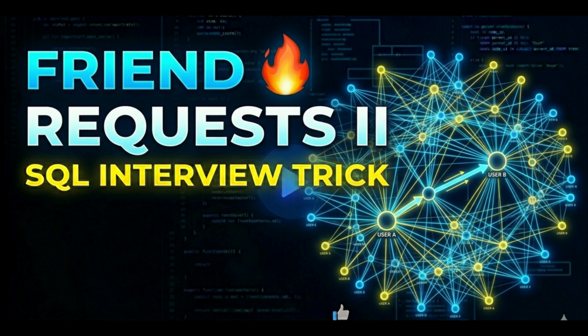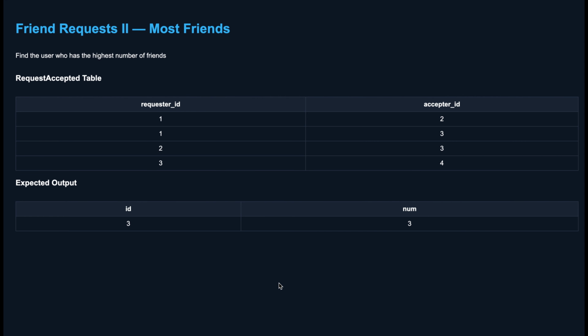Alright, so let's understand this problem, Friend Requests 2, in which we need to find out which user has the most friends. So here we are given a table called RequestAccepted, which stores all the friend requests that have been accepted, right? Each row in this table has two columns, the requester ID and the acceptor ID. This means that a friendship has been formed between these two users.